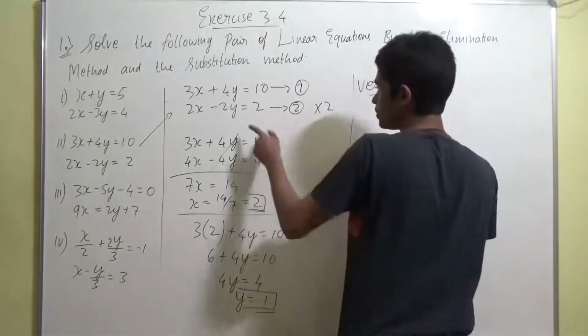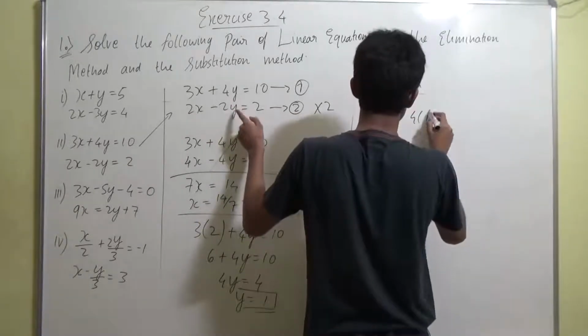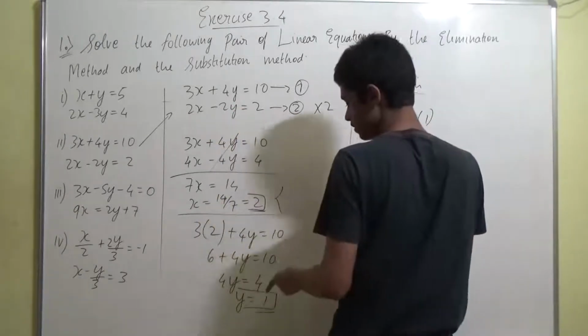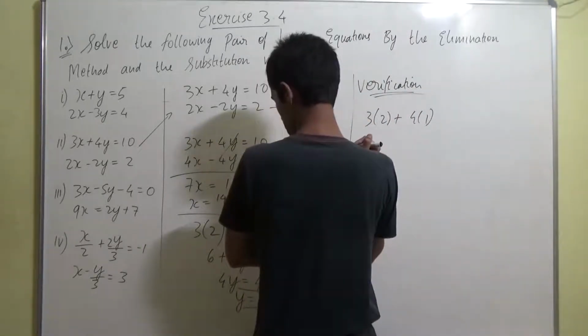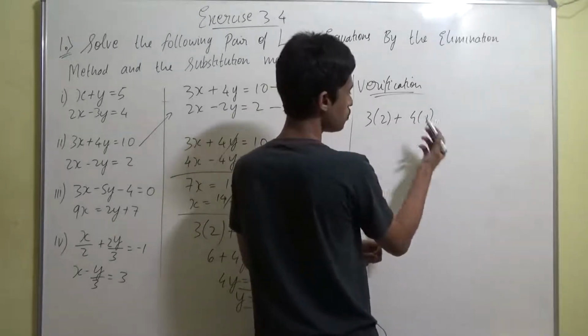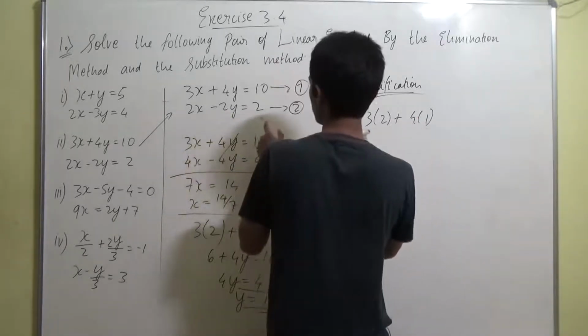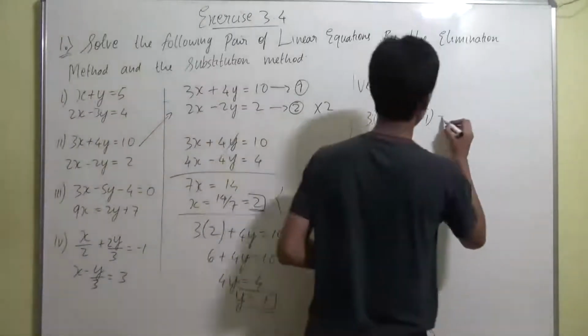Right. Now I'll substitute the value of x and y in the first equation. Since x value is 2 and y value is 1, it becomes 3 into 2 is 6 and plus 4 into 1 is 4. 6 plus 4 is 10. So LHS we are going to get as RHS, which means it is verified.